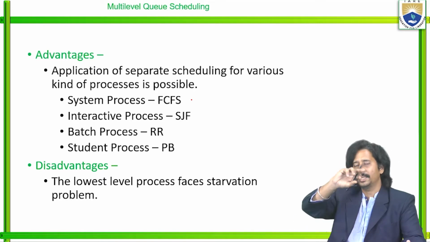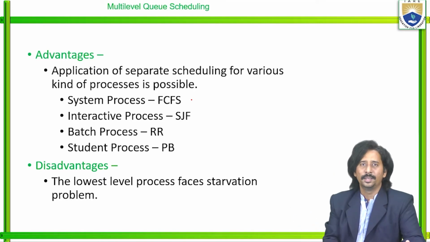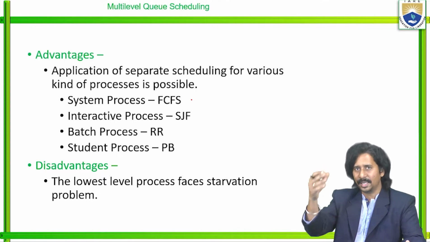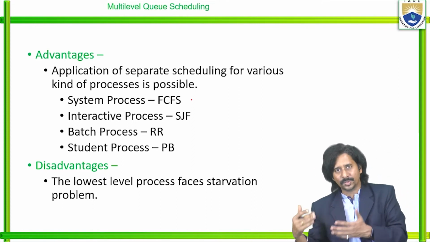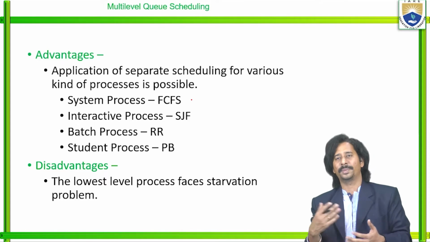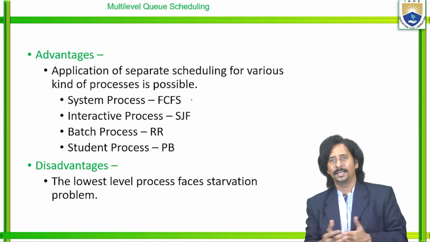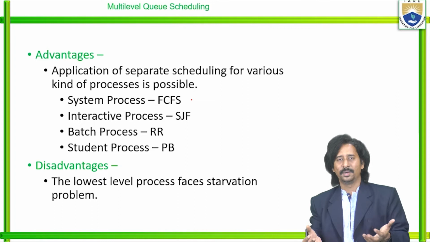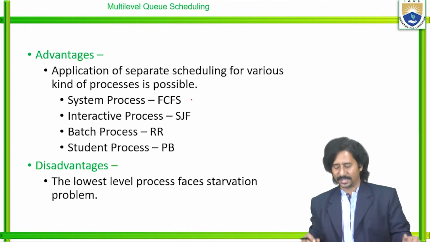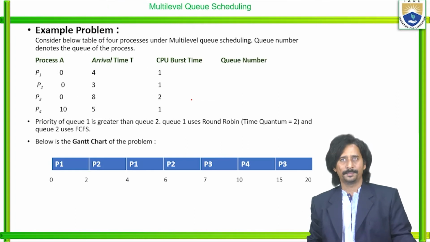So what happens each and every time the processor schedules the process which is under the highest level? But what happens to the lower level process? Automatically there is a problem we can call starvation. Each and every process which comes under the lowest level faces that particular starvation problem, right?